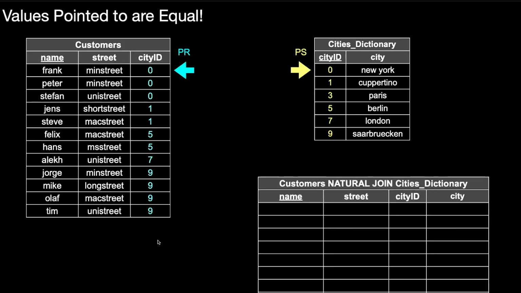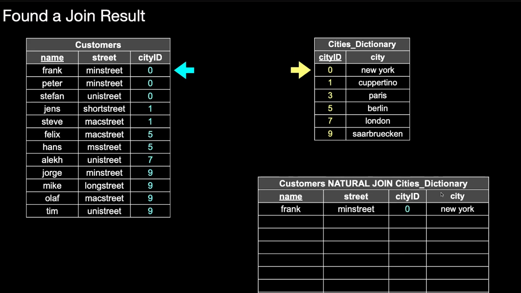Now I keep two pointers at all times that point initially to the first entry. So this is 0 in both entries, city ID 0 here and city ID 0 there. If both pointers point to the same ID, to entries that are similar, you produce an output result. That's happening here. Already with the first tuple, both point to 0. I produce an output result, and that's this one. So this is a join result. I'm producing Frank Min Street living in New York, and also keep the city ID here.